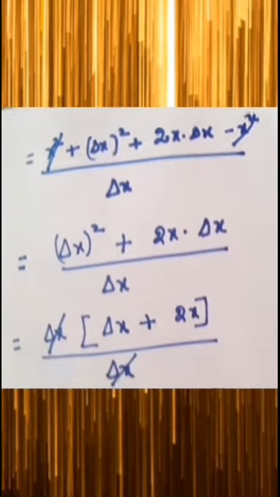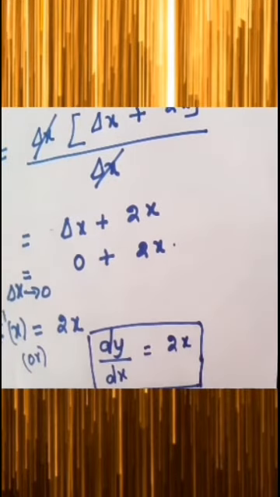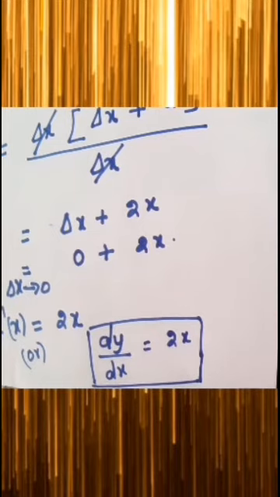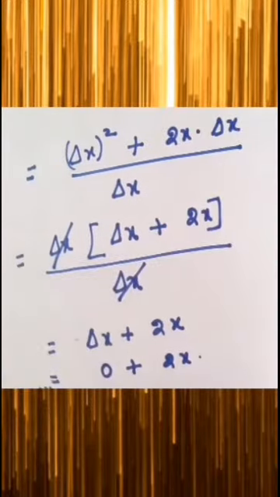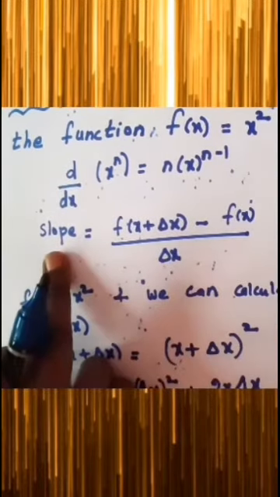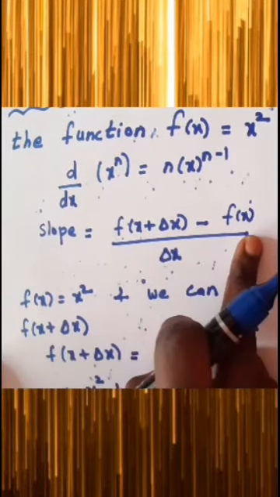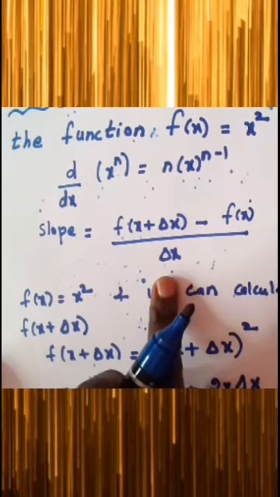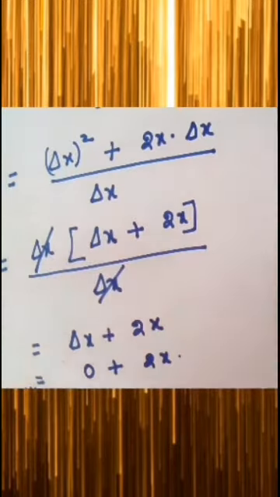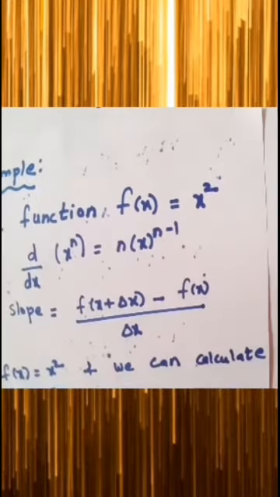It's a very lengthy process. Don't get puzzled. I just want to show you how we get the value of differentiating x square. When you differentiate x square, you get 2x. Am I right, friends? What principle did we apply here? We just applied the slope concept, f of x plus delta x minus f of x, the whole term divided by delta x. So differentiation of x square is 2x.